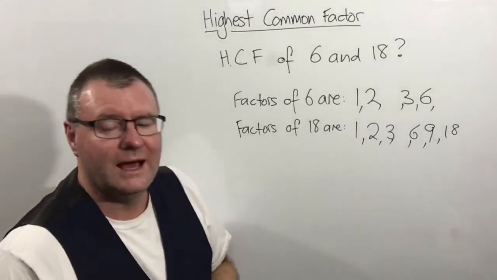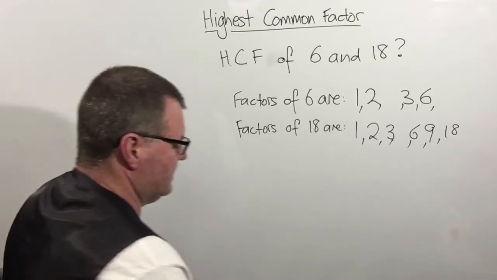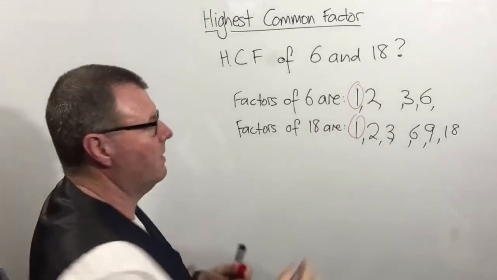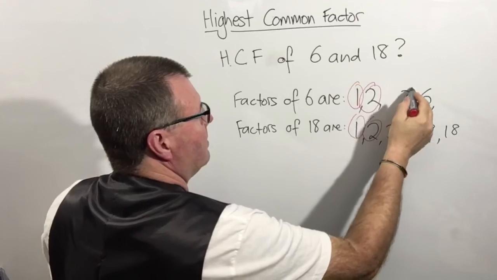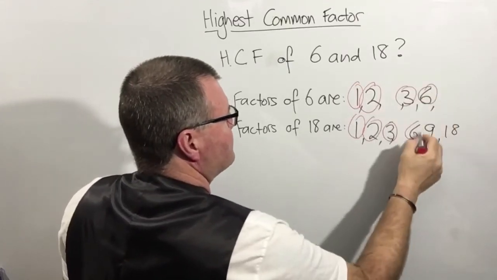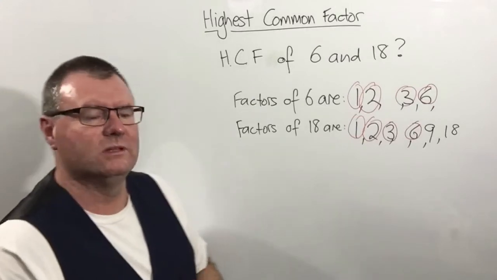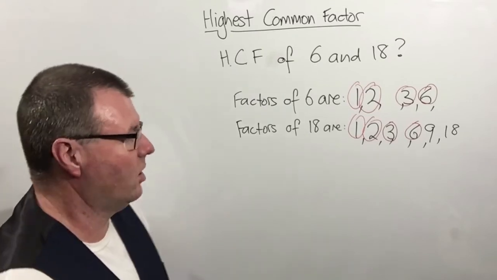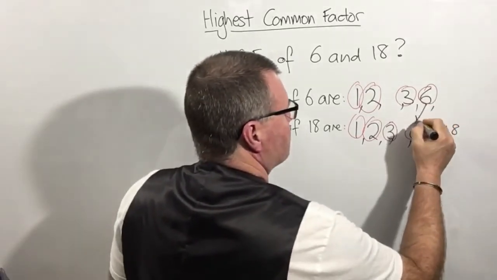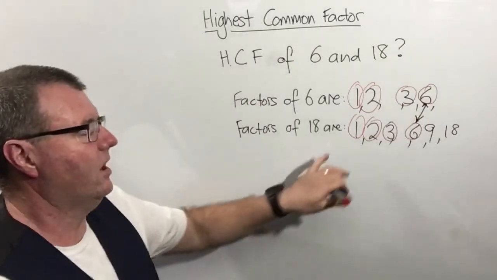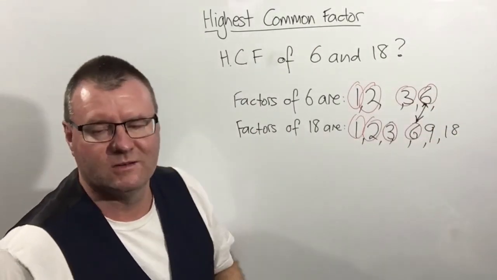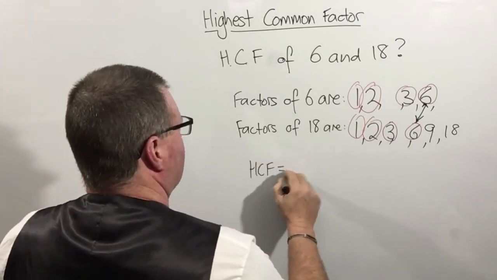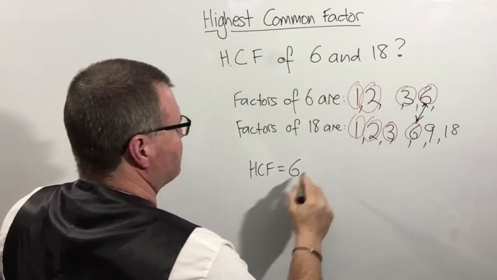What I'm looking for are any factors that are common. So I can see the common factors. 1 is common to both. 2 is common to both. 3 and 6 are numbers that are common to both 6 and 18. They're factors. But I want to know what's the biggest one that's common, and I can see that it is 6. 6 is the highest common factor. In other words, the biggest number that is a factor of both of those. So I'd say the highest common factor of 6 and 18 is 6.